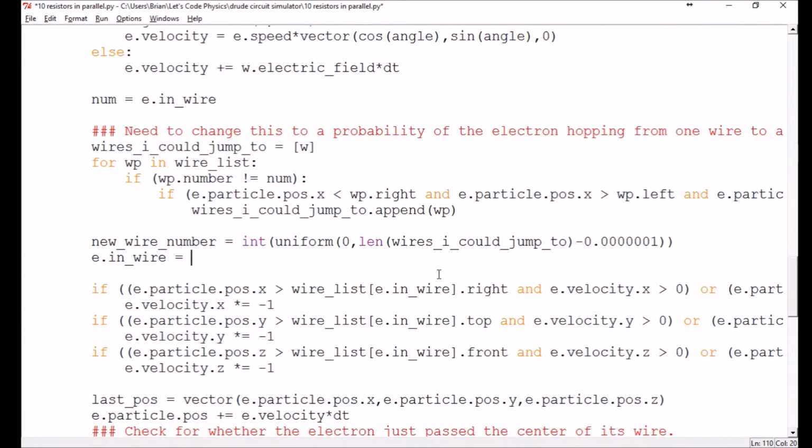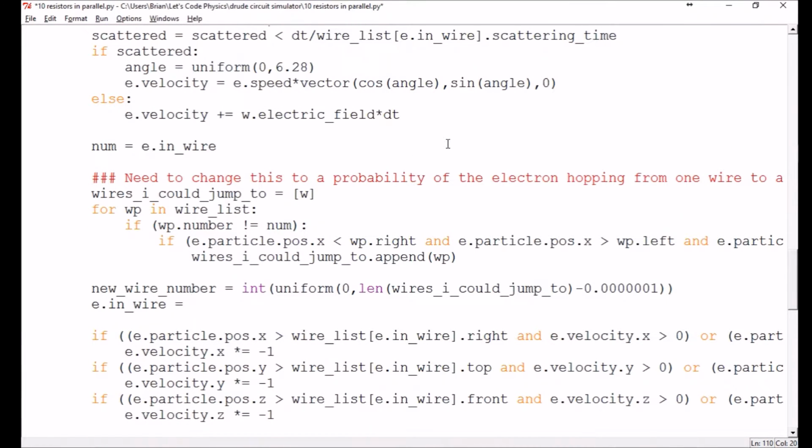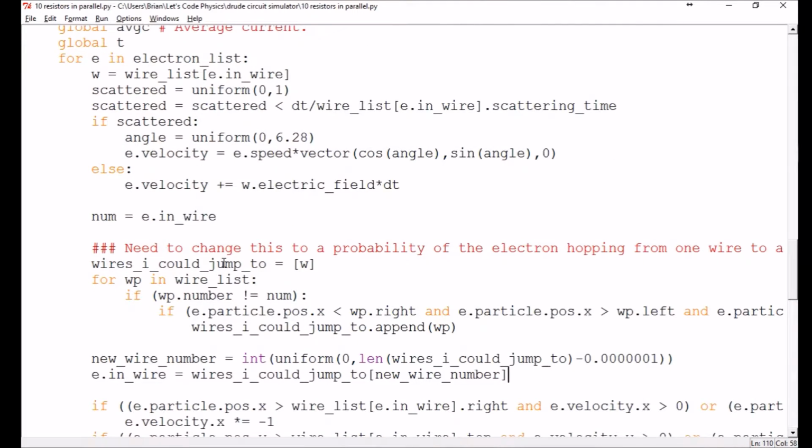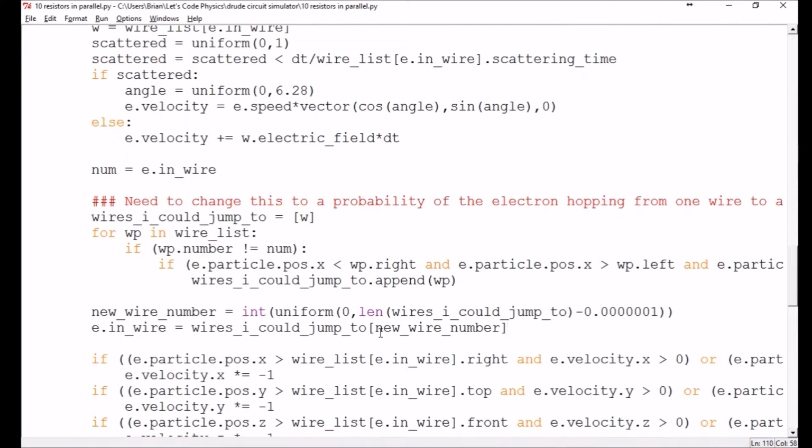So then what we can do is say electron.inWire is equal to wires I could jump to, and then I need the element new wire number. There we go. So I've got my electron in wire, and electron.inWire is, oh, that is a number. Okay, so actually I don't want this list just yet.